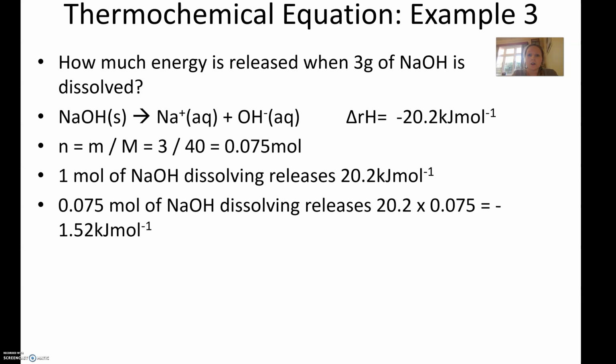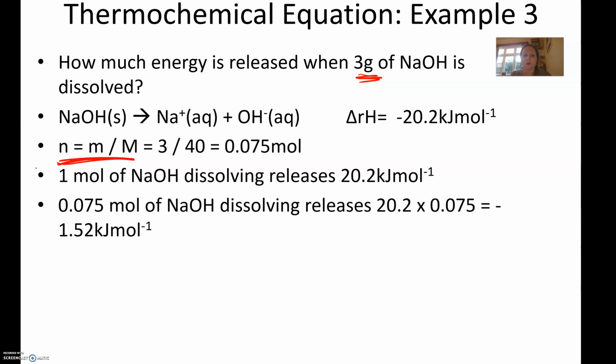So thermochemical example 3. We're getting a bit harder now. Instead of just asking you about moles, I'm going to ask you about mass. Now we know from topic 1, 2.1, you can never relate mass, you can only relate moles. So what we must do to do this question is we must turn all masses into number of moles. And we turn all masses into number of moles through this equation.